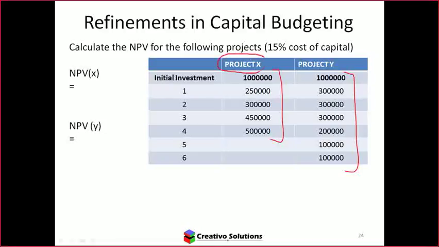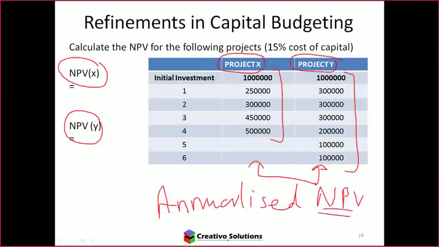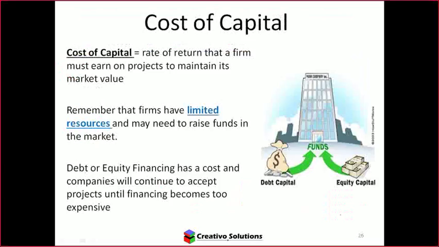Because there's different periods in time. Yes. Okay. X only had a 4-year useful life. Y had 6 years. Is it fair to compare X and Y based on NPV? No, I then need to use the annualized NPV because then we're looking at per year. Does that make sense? Yeah.